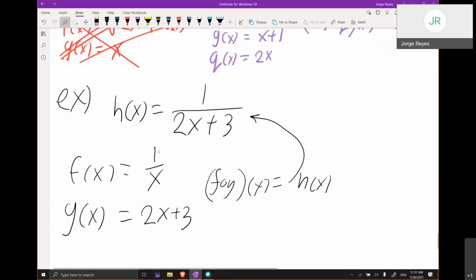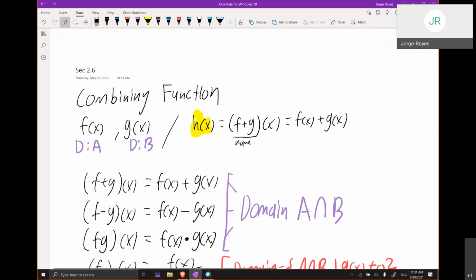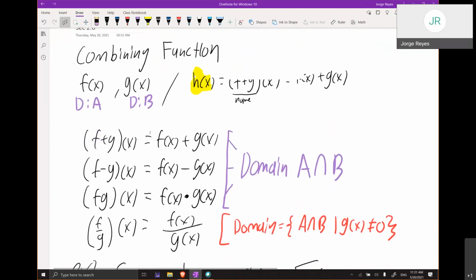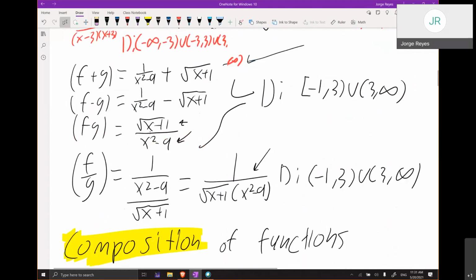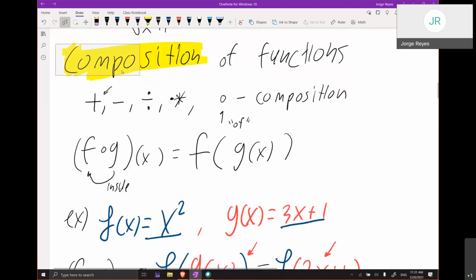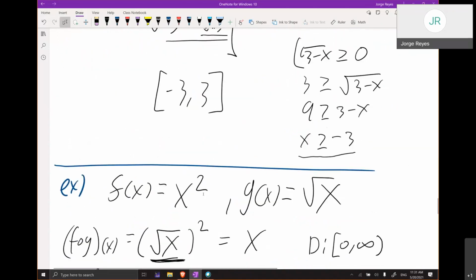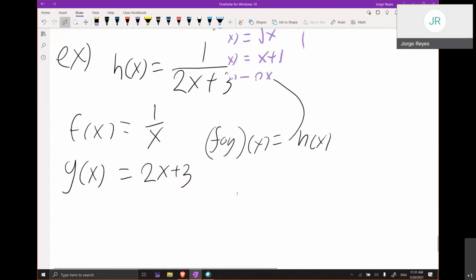And that's really it for section 2.6. The first part's important, but definitely be good at composition. Be able to stick g's inside of f's and tell me the domain. But yeah, that's it. See you guys next class.